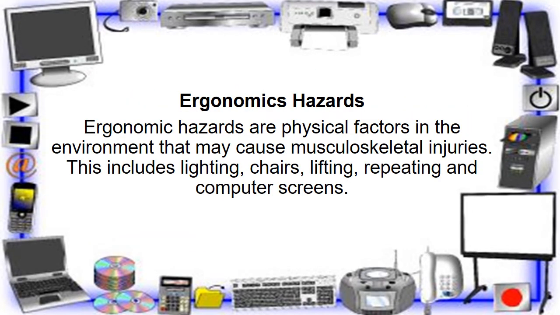Then next, let's talk about ergonomic hazards. So ergonomic hazards are physical factors in the environment that may cause musculoskeletal injuries. So this includes lighting, chairs, lifting, repeating, and computer screens. So it involves the musculoskeletal system of our body. So we might have injury from lighting, from chairs, from lifting things, from repeating, and from computer screens. So those are examples of ergonomic hazards.